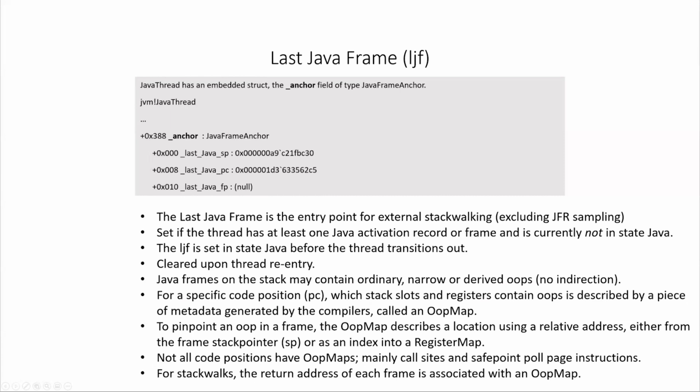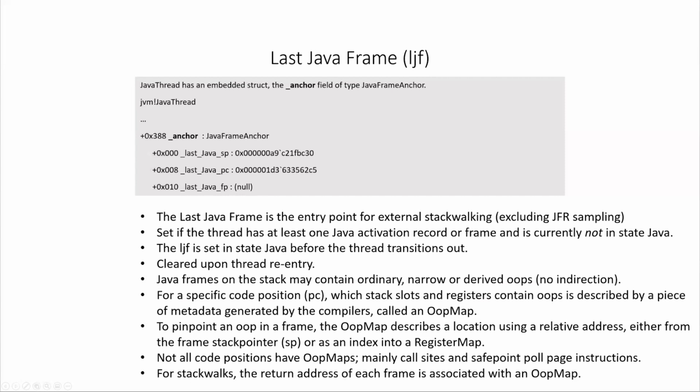Java frames on the stack may contain ordinary, narrow, or derived OOPs. So if we compare to the handles we discussed previously, these are naked OOPs, that is, they do not have a handle indirection. They are direct pointers. An ordinary OOP is a regular OOP. A narrow OOP is a compressed version of an OOP. It's a 32-bit size OOP. And the derived OOP is a pointer into an object, not pointing directly to its header. So for example, we can think of a pointer that points to an element in an array. And a derived OOP is always associated with a base.